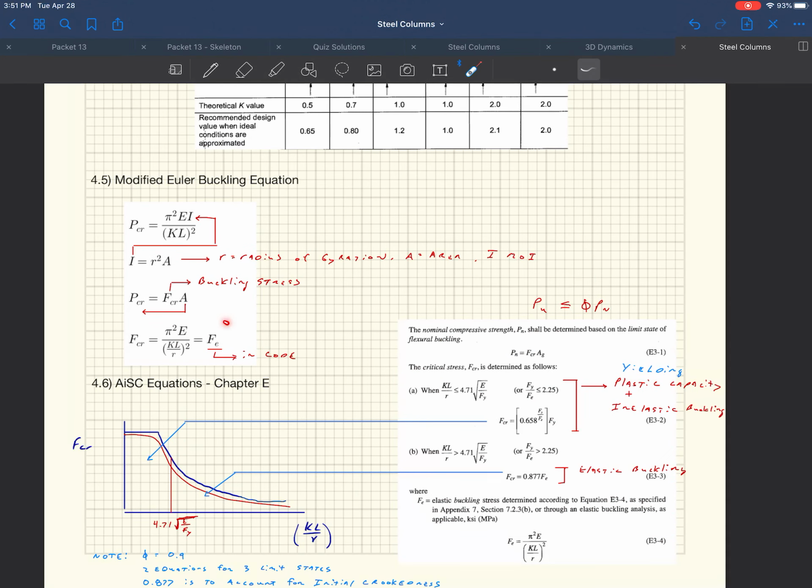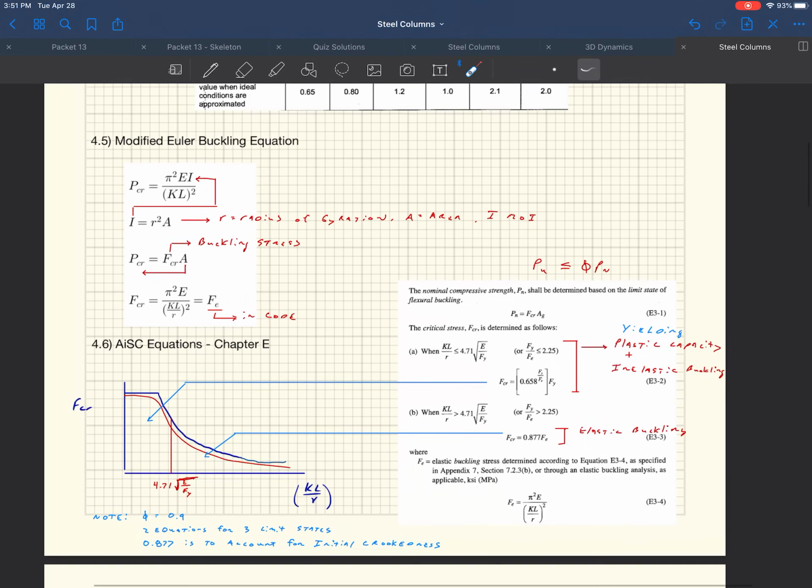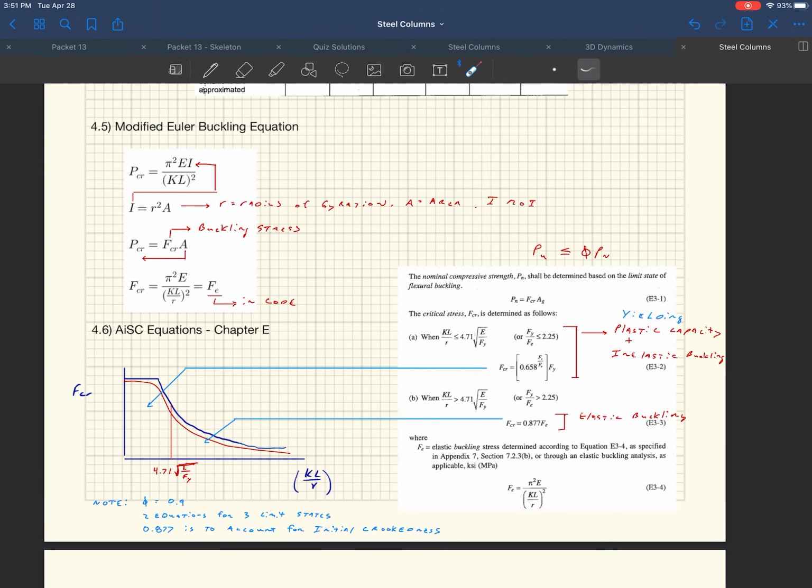We talked about what shows up in AISC. This is what shows up in AISC. We have this limit state and this limit state. This actually accounts for two limit states. This is yielding and inelastic buckling, and this is elastic buckling. And notice that it is straight up Euler buckling with this 0.877 out front. That 0.877 is to account for initial crookedness.